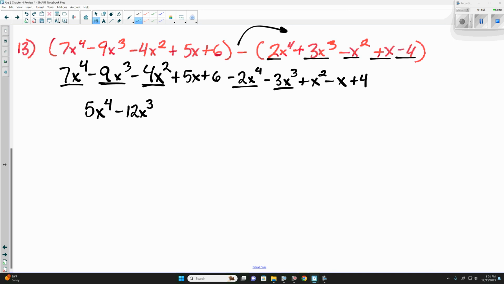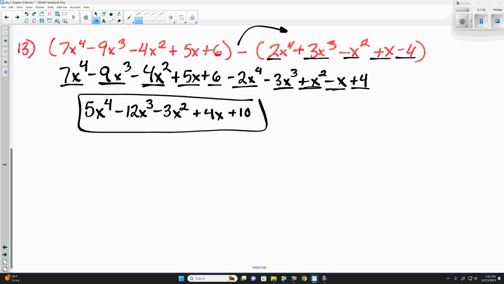Then we'll move on to our squares. Negative 4x squared plus x squared, negative 4 plus 1 is negative 3x squared. 5x minus x is plus 4x. And lastly, 6 plus 4 is plus 10. So our final answer for this here is 5x to the fourth minus 12x cubed minus 3x squared plus 4x plus 10. Questions on this here?